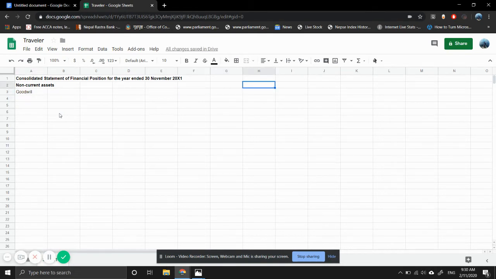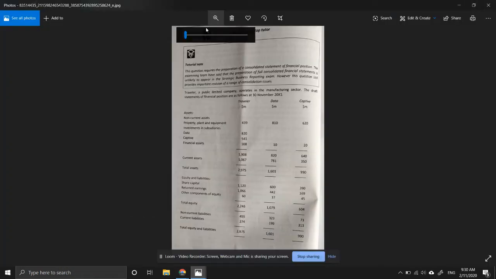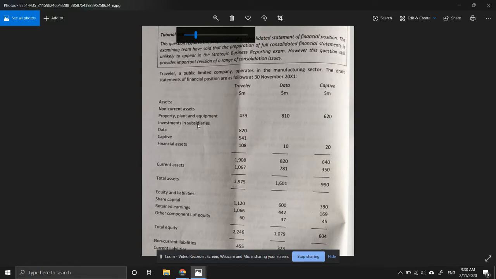So let's see what we've been given. In the question, what do we have? PPE is there for Traveler, Data, and Captive. So there are two subsidiary companies. Traveler is a public limited company that operates in manufacturing. The SOFP as at 30 November 20x1 is this, so this is already the ending figure. Investment in subsidiaries, this figure, could be used if the purchase consideration is not given down below, right?